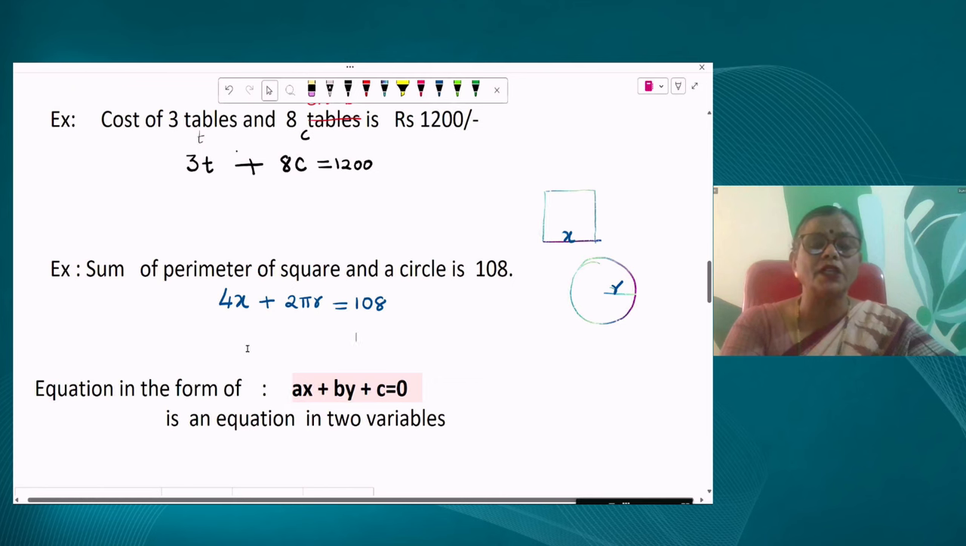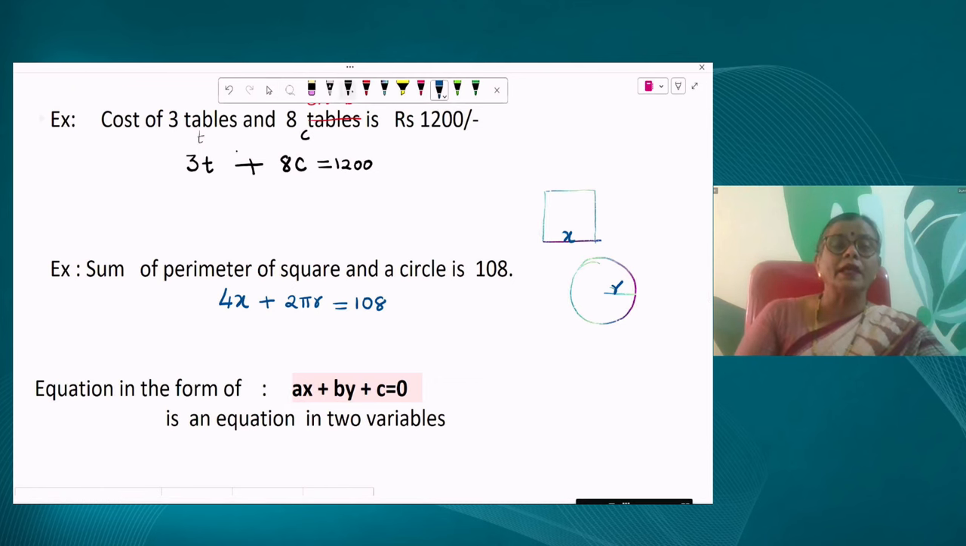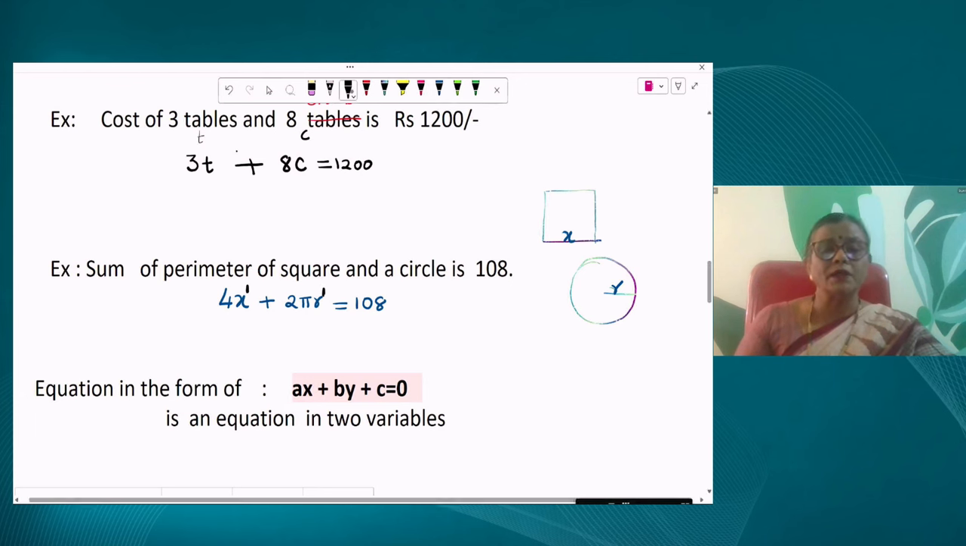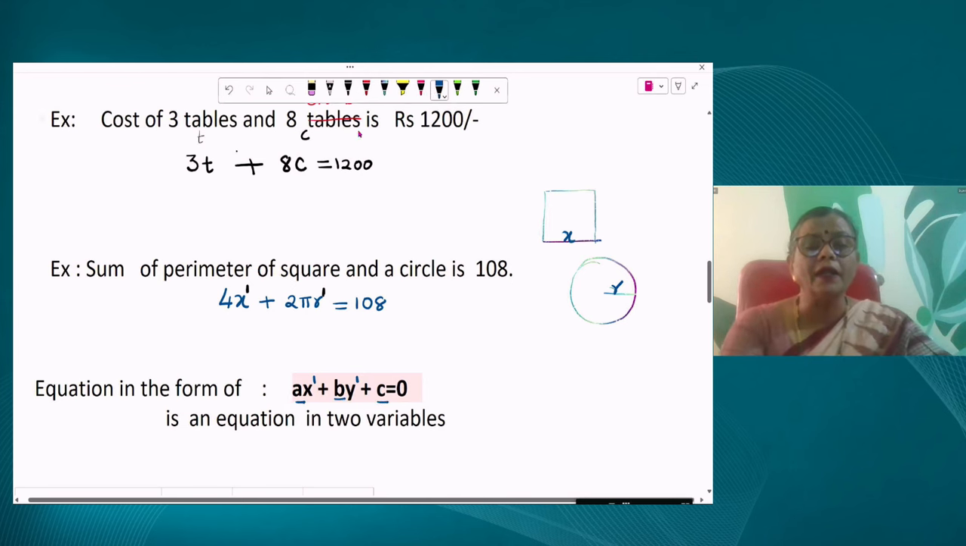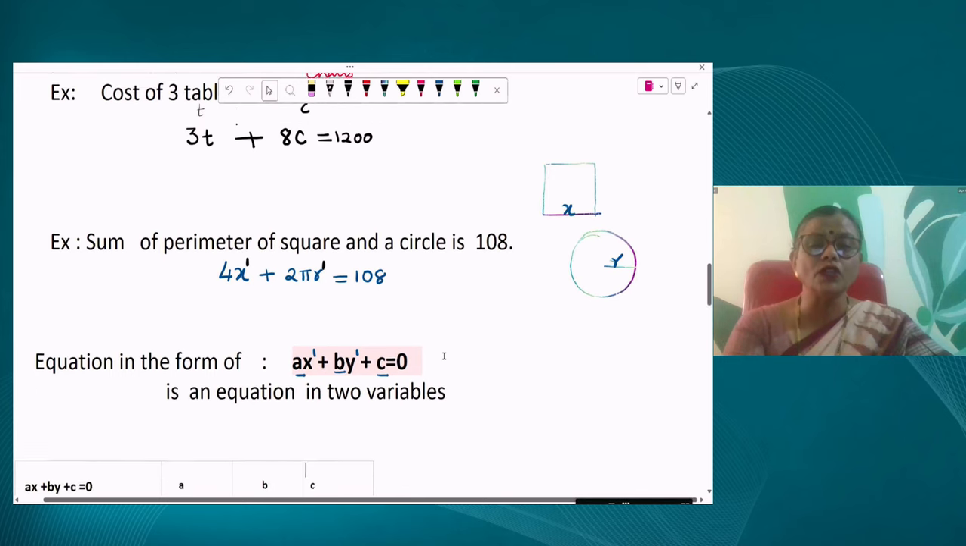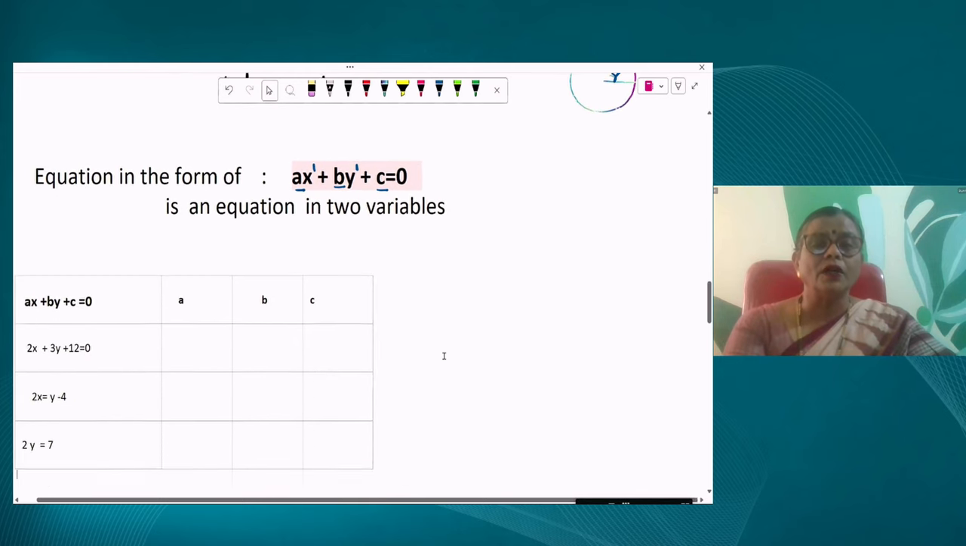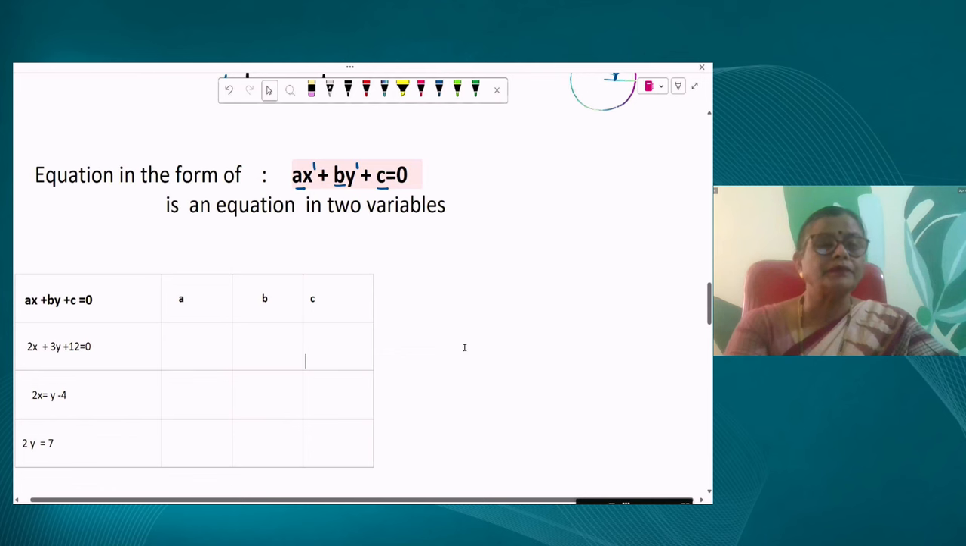Such equations are known as equations in two variables. It's a linear equation in two variables, because in each expression we find that its degree is 1. Any expression where we find the degree of the variables as 1, where x and y are variables and a, b, c are constants, is a linear equation in two variables. Fine?